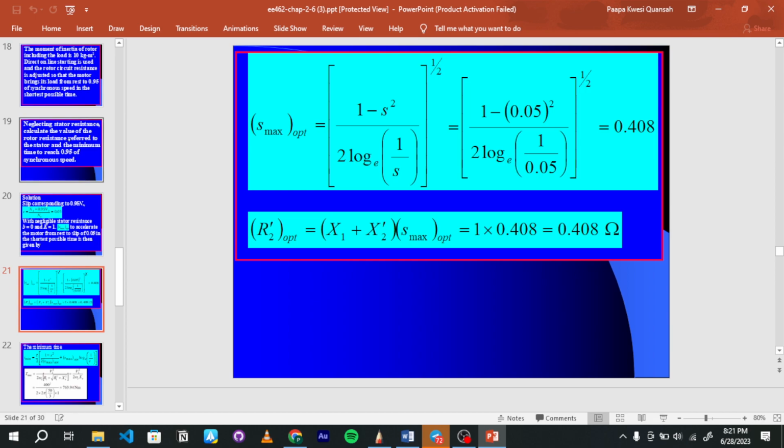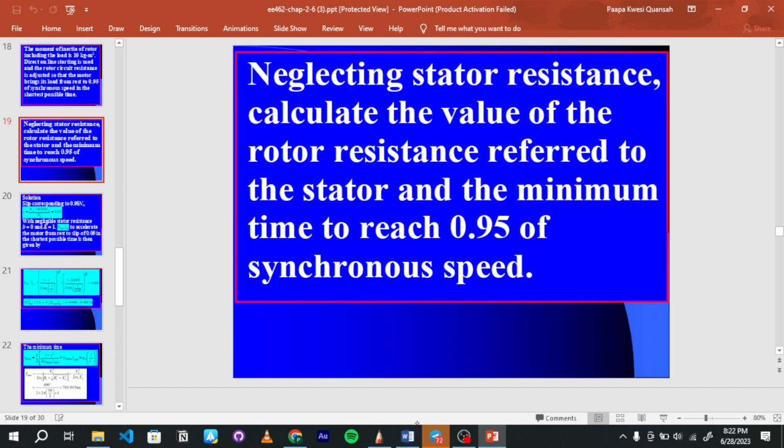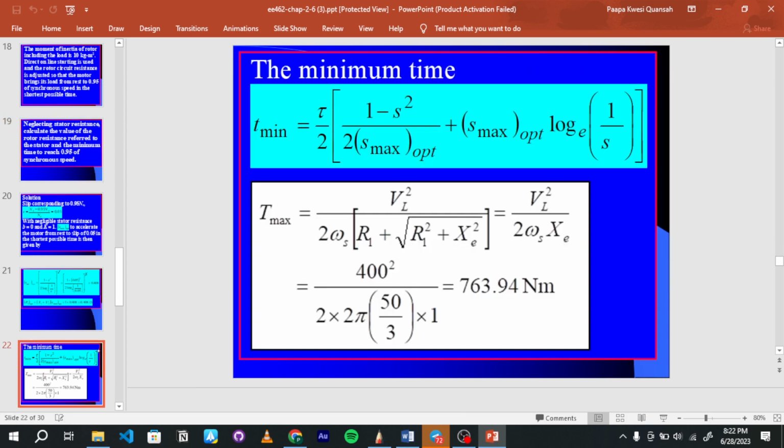Now the next question is for us to find the minimum time. So now that I have my S max optimum, we'll put it into the traveling time formula that we know. That will be the minimum time. Traveling time is given by tau over 2k multiplying everything we have here. And the last component goes because B is zero. So we just refer to the formula.